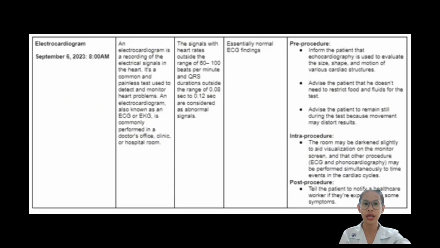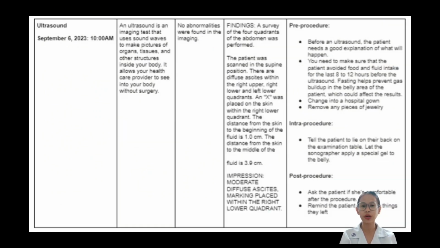Next is for the electrocardiogram or the ECG. It is essentially normal findings. For the ultrasound, a survey of the four quadrants of the abdomen was performed. The patient was scanned in the supine position. There are diffuse ascites within the right upper, right lower, and left lower quadrants.